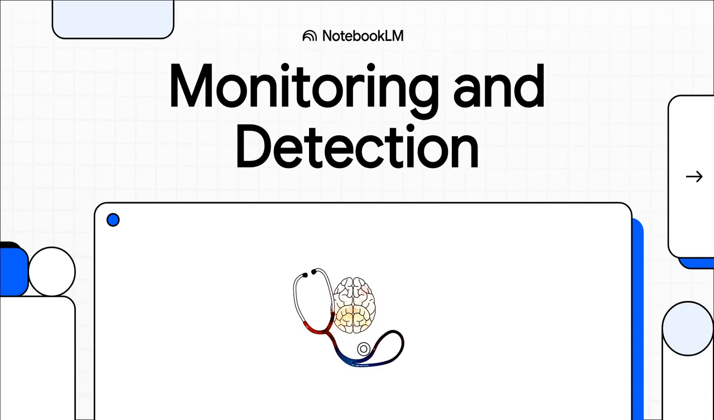Hey everyone, and welcome. Today, we're jumping into a super important topic. How do we actually keep an eye on these incredibly complex AI systems? We're talking about the eyes and the ears of AI security, the monitoring and detection that makes everything else possible. So let's get right into it.